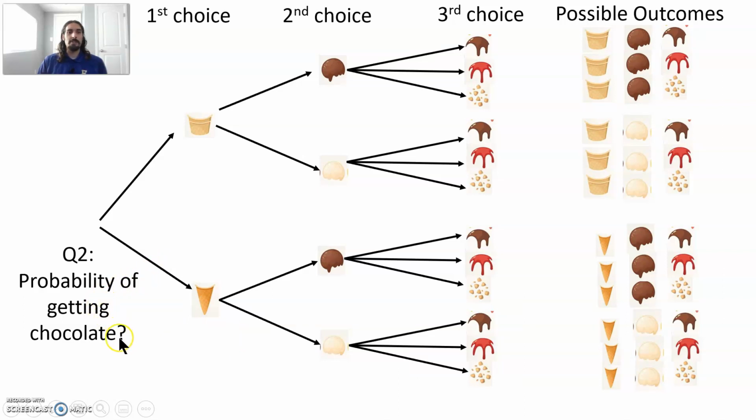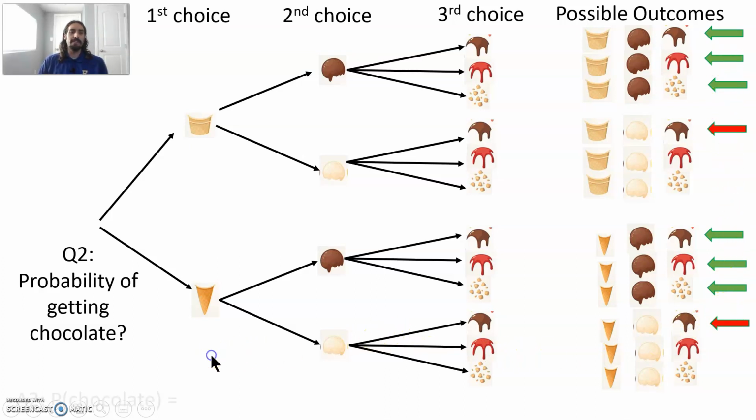It says probability of getting chocolate. Right away we can recognize our 6 chocolate ice creams. But we need to be careful because it doesn't say chocolate ice cream, it says chocolate. So what about this outcome right here where we end up with chocolate sauce? Well, that counts. And we've also got this one down here as well. So we don't have just 6, but we really have 8 times where we end up with chocolate. So our probability of chocolate is equal to 8 out of 12, or written as a decimal, 0.667.